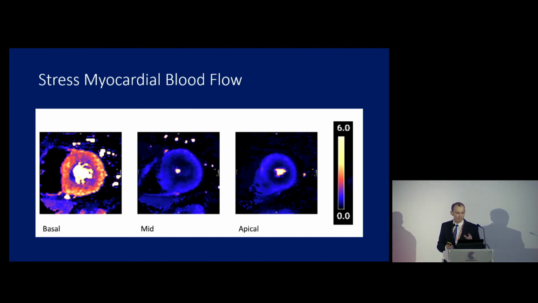Just to orientate you, this is a short axis view of the left ventricle. If you look at the basal segment, which is non-hypertrophied, this is showing normal perfusion, which you can see by the orange colours on the scale. But if you move into the mid and apical segments affected by hypertrophy, you see significant global perfusion defect suggestive of microvascular dysfunction.